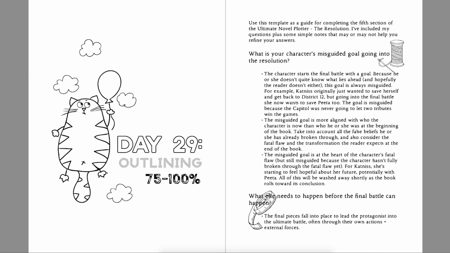Wow, so we are almost to the end. Very exciting. And today we are doing some outlining around the last 25% of your novel. We are in day 29 of the challenge, and we are outlining the last portion of your novel, 75 to 100%, using the Ultimate Novel Plotter.